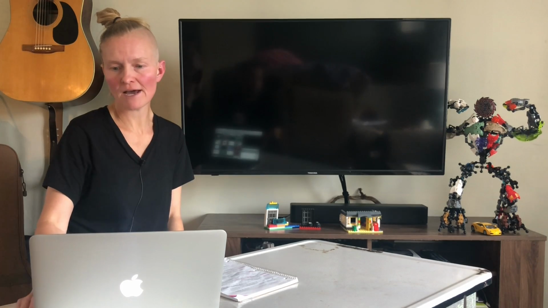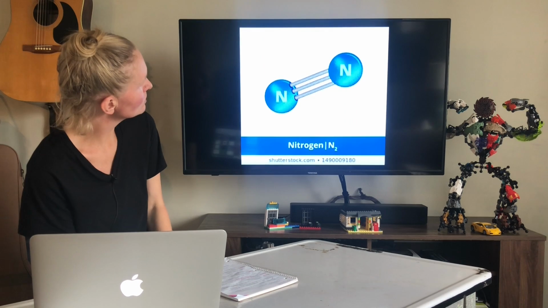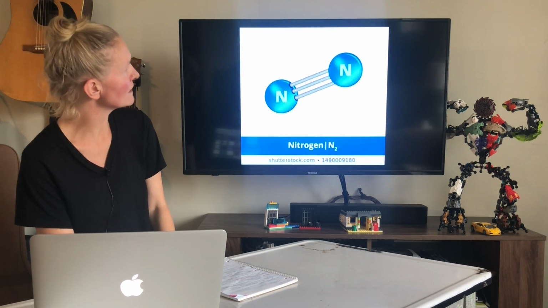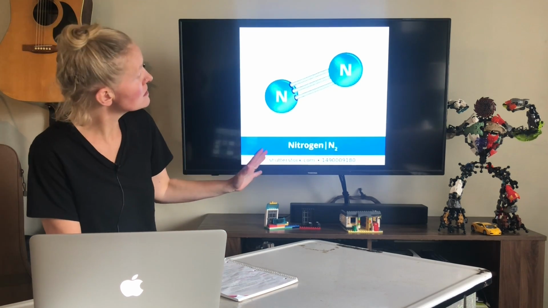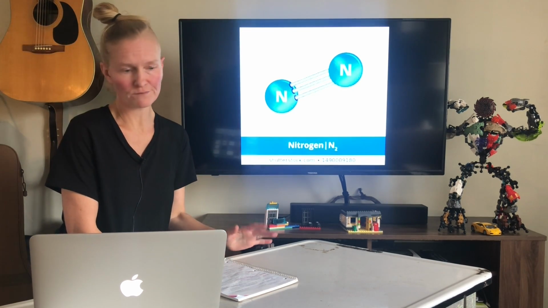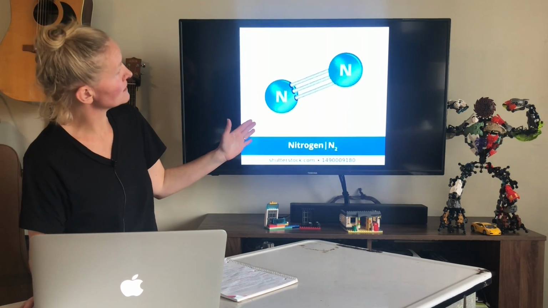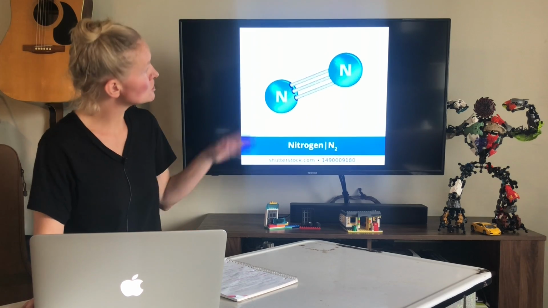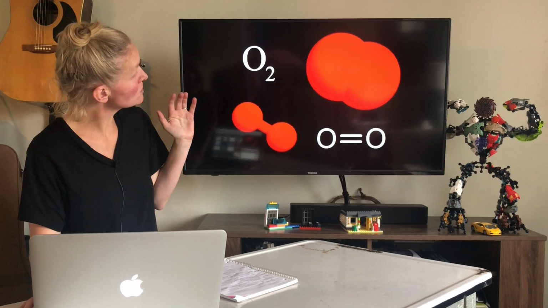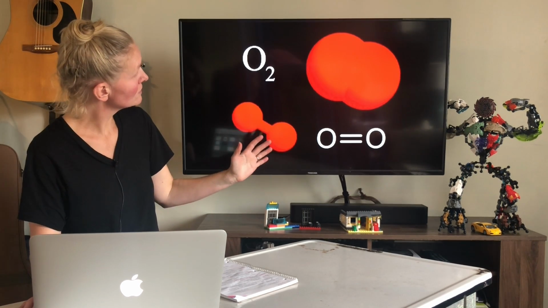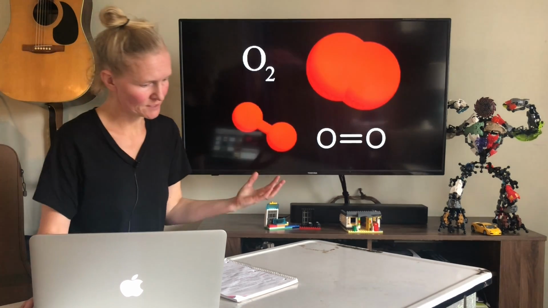So an example of that is nitrogen gas. Here we have a molecule of N2, or nitrogen gas. And we know from our ecology unit that there is a lot of nitrogen in our atmosphere. And this is a pure element right here. There is nothing else, it's just nitrogen. Another example is oxygen, or O2. This is another example of a pure element.